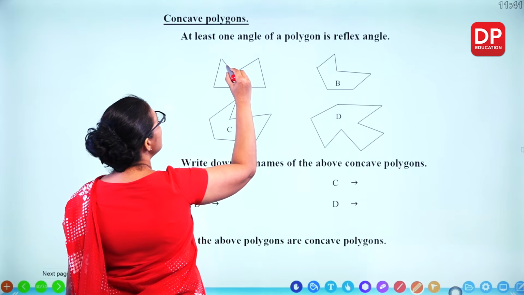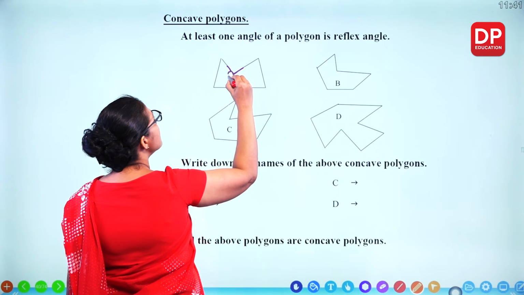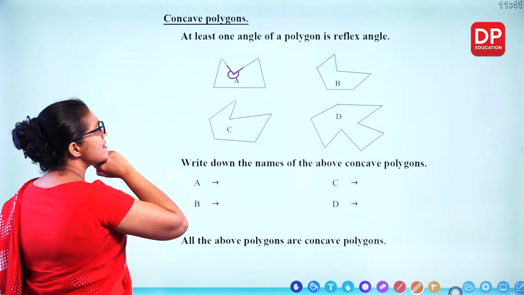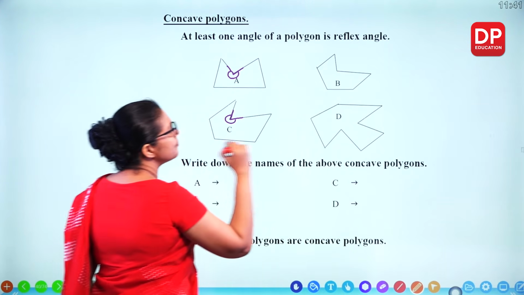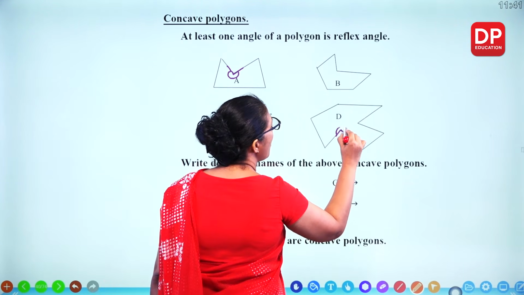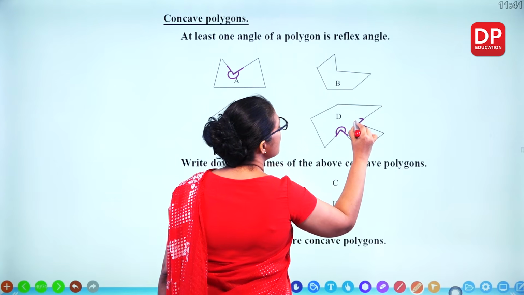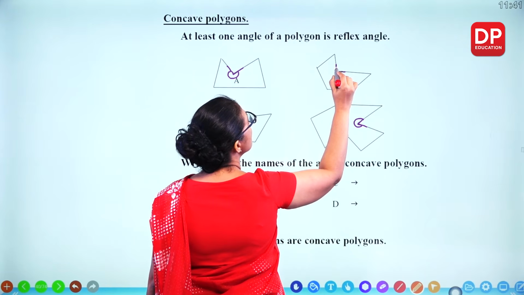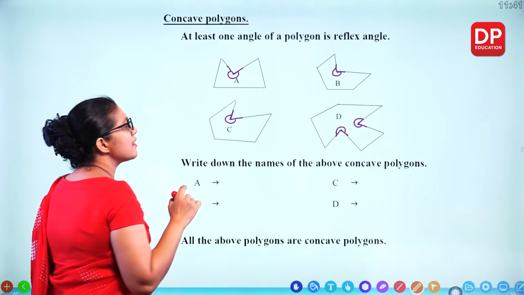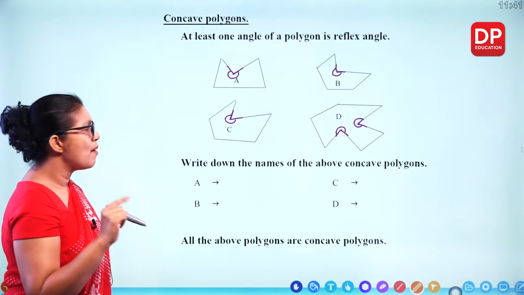At least one angle of a concave polygon is a reflex angle. Look at this one. In this point, this is more than 180 degrees. That's a reflex angle. Here, reflex angle. Here you get 2 reflex angles. Here you get 1 reflex angle. So those are concave polygons.